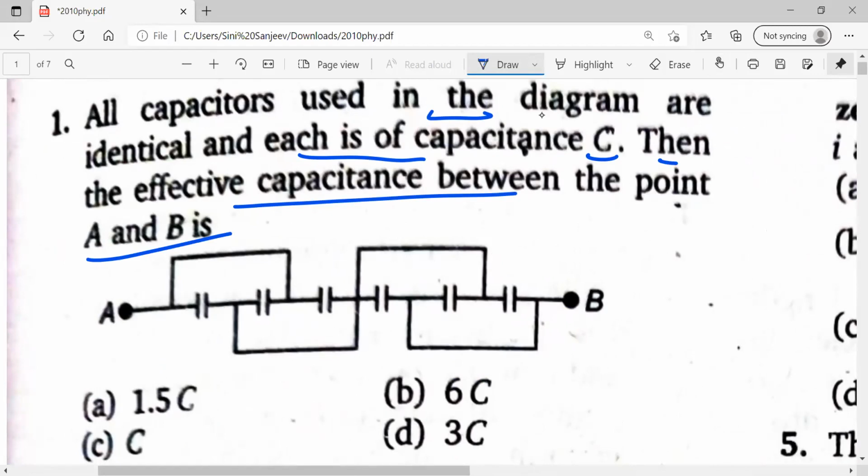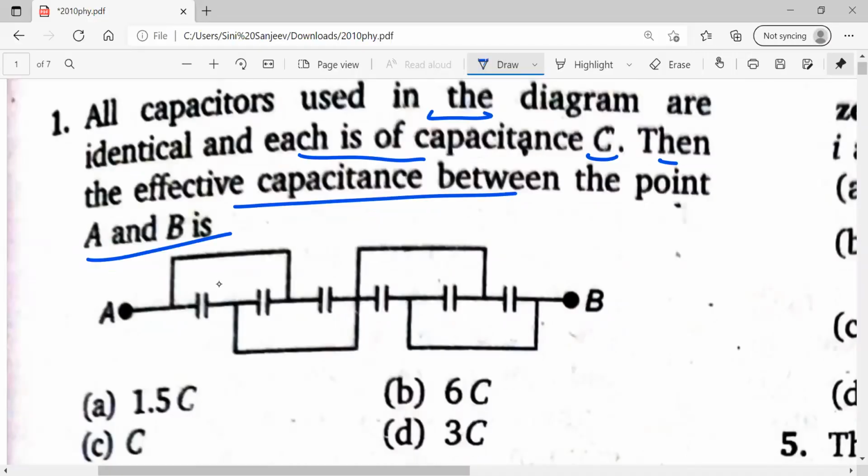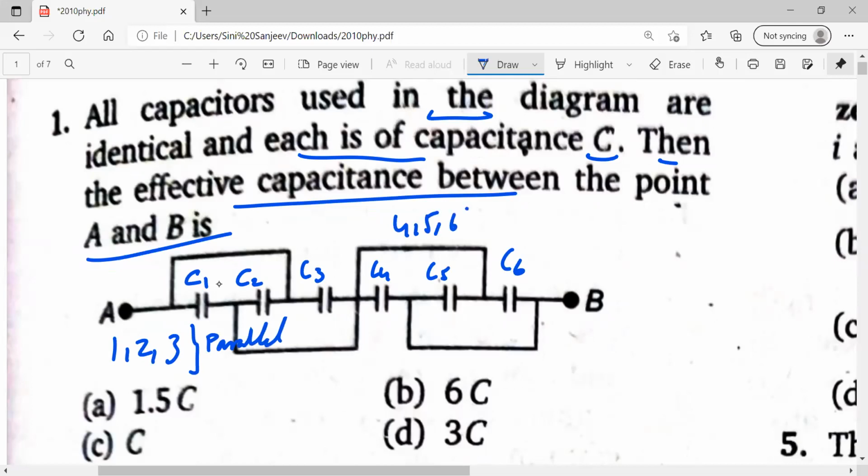Okay. So this is again a very easy question to do. So we know that in capacitance, it is just opposite to that of resistance. Correct. So first thing is I have to redraw the diagram. We can clearly see here, let me label it here as C1, C2, and C3, and let this be C4, C5, and C6. So capacitor 1, 2, and 3 are in parallel. Correct. Similarly, 4, 5, and 6 are also in parallel.